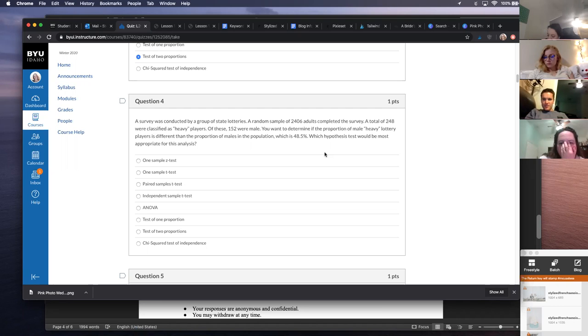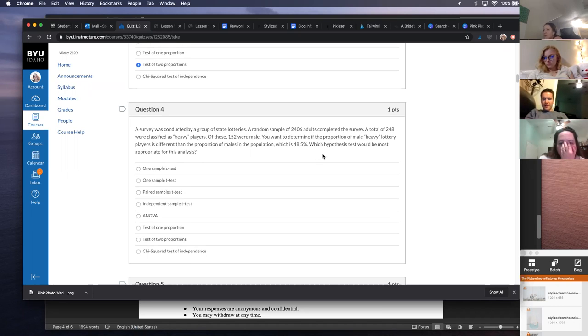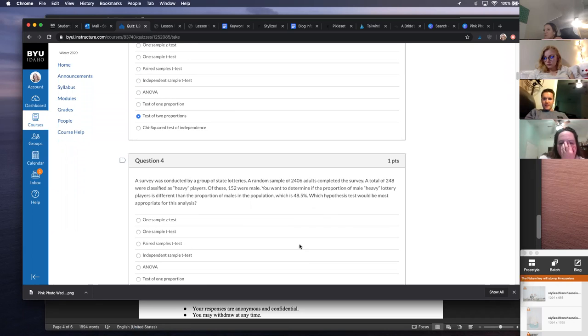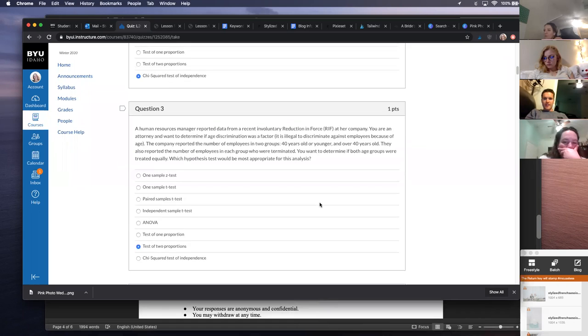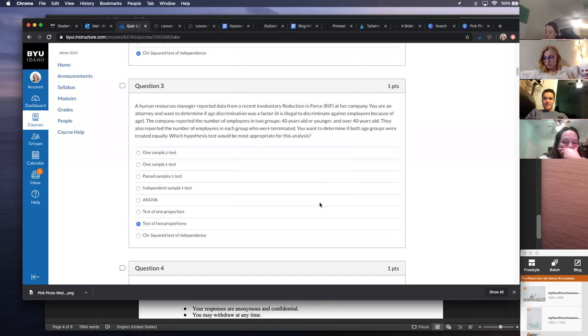So for question three, I kind of thought about the difference between proportions and the t-test. A t-test is when there is numerical data, whereas with proportions it's just kind of like this part of the population had this characteristic or they didn't. It's just kind of binary, like yes or no, right? Is that kind of how you were thinking about it?